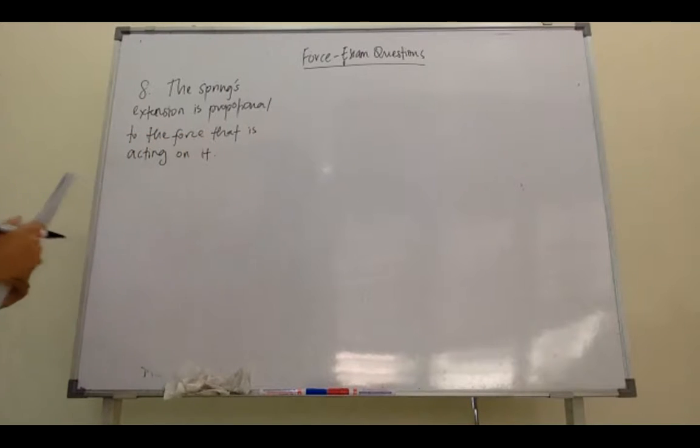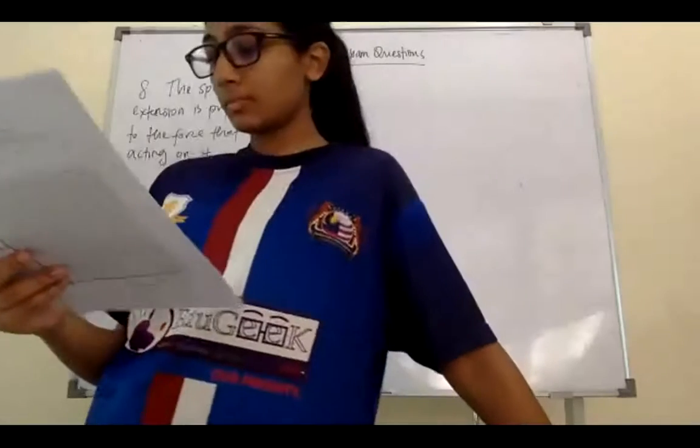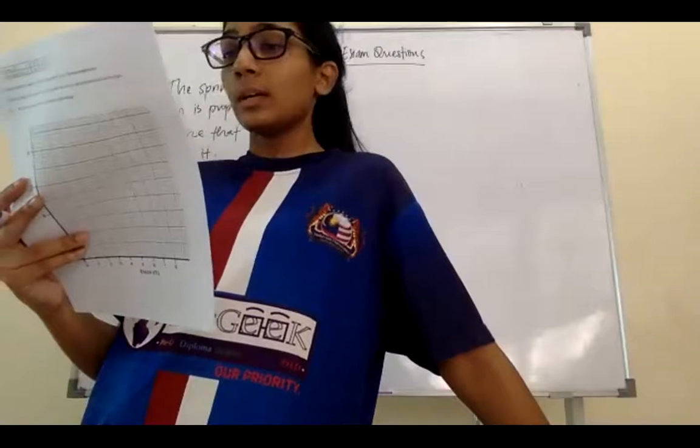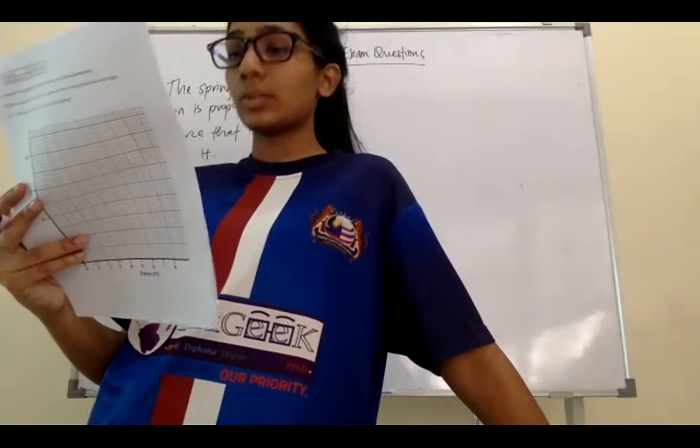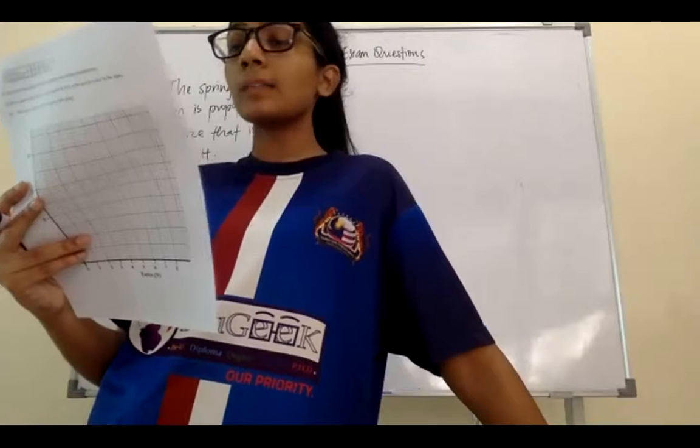Okay. Number 9. A student investigates the relationship between the extension of a spring and the force applied to it, the one on the right now. The equipment shown in the diagram was used, or the one on the side there. The data collected is shown. The student then drew the graph. Okay, answer the questions that follow.